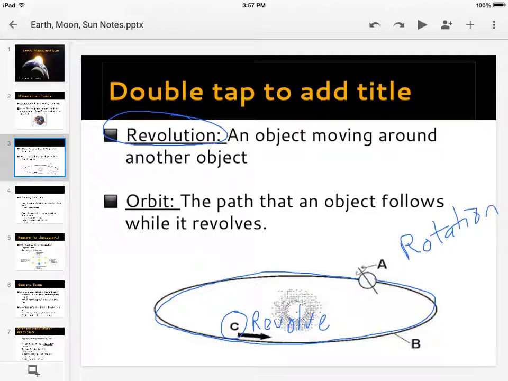And B, the path that something takes, is called an orbit. That's the actual imaginary line in space that the Earth goes around. The moon also has an orbit around Earth, going around and around Earth at the same time. So to review, revolution is the movement and the orbit is the path.